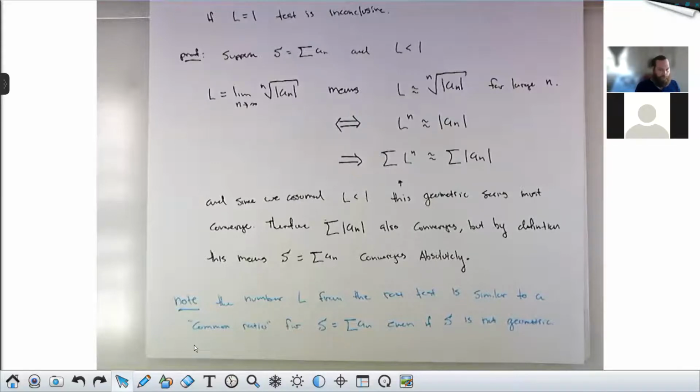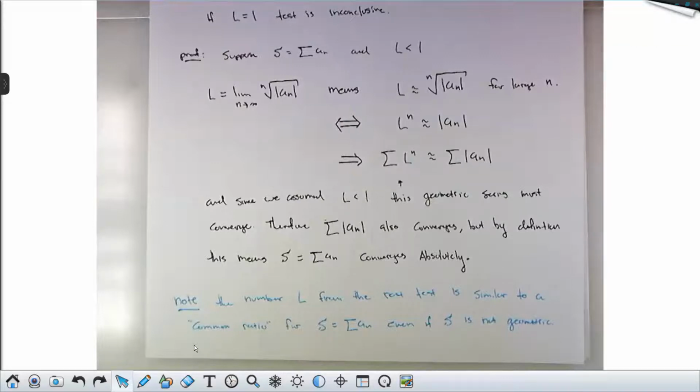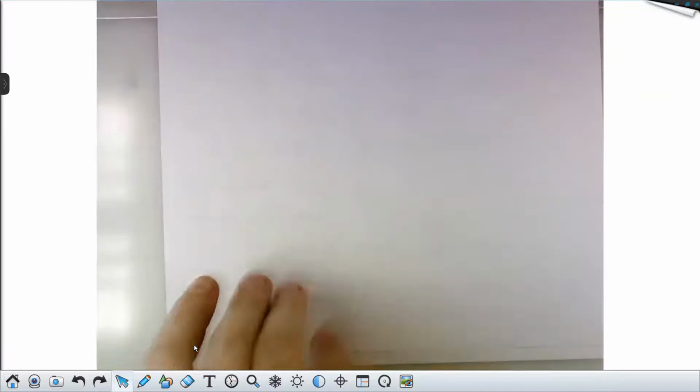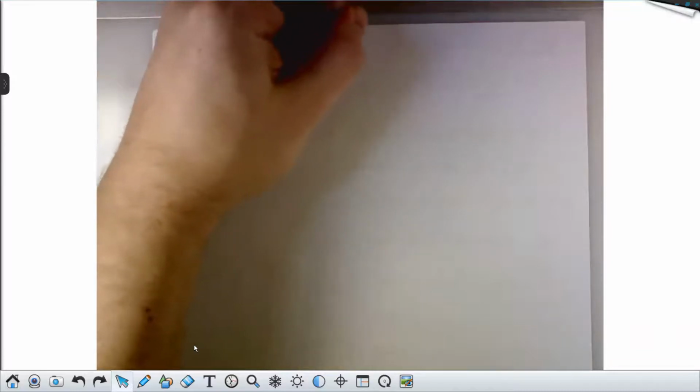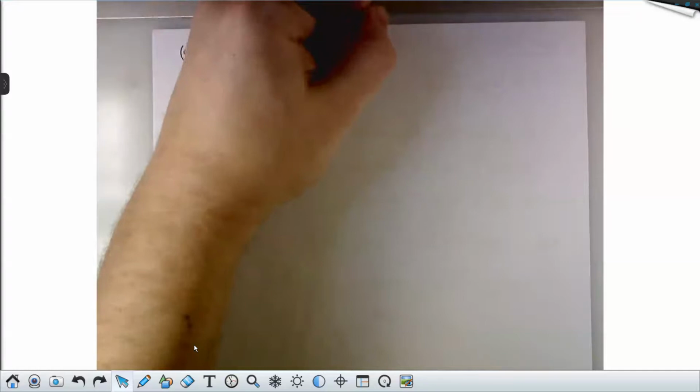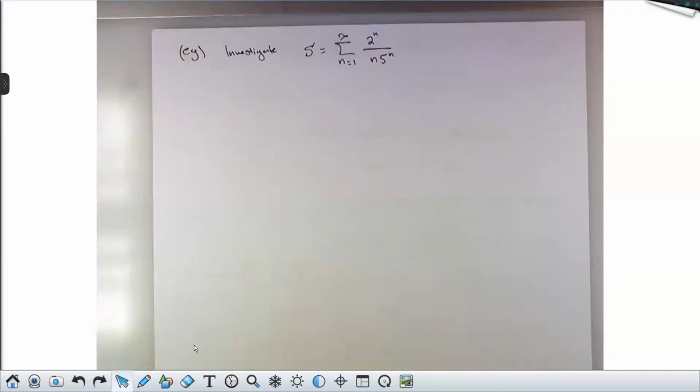All right, let me show you through an example, concretely what I mean here. So I'm just going to say investigate. And by investigate, what I mean is converges absolutely, converges conditionally, or diverges. How about 2 to the n divided by n times 5 to the n?